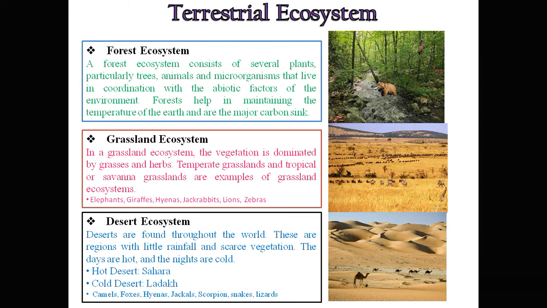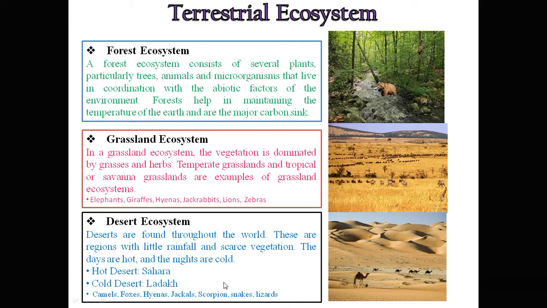Deserts are found throughout the world, and these are the regions with very little rainfall and scarce vegetation. The days are hot and nights are very cold, so drastic change in the climate is found in the desert ecosystem. According to the climate and temperature, desert ecosystems are further classified into two parts: hot desert and cold desert. Sahara is the example of a hot desert, which is characterized by high temperatures associated with very little rainfall and complicated life for both plants and animals.